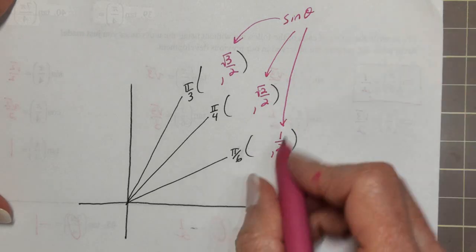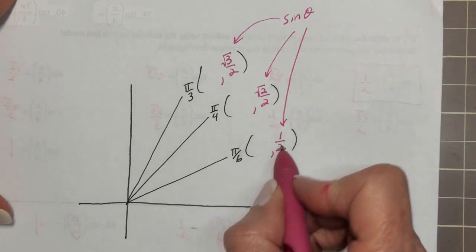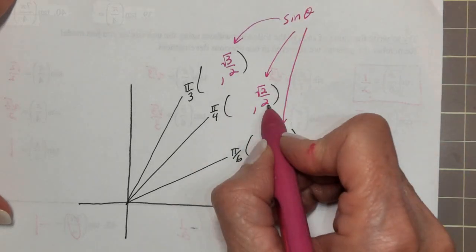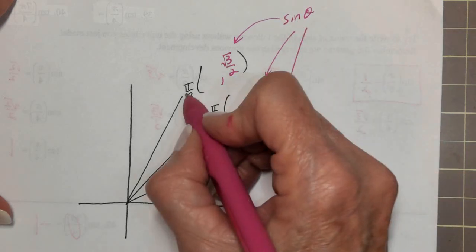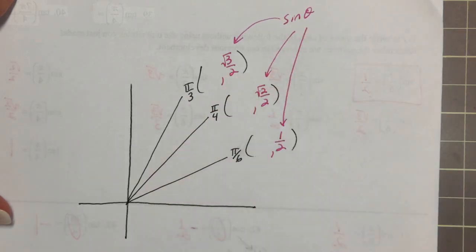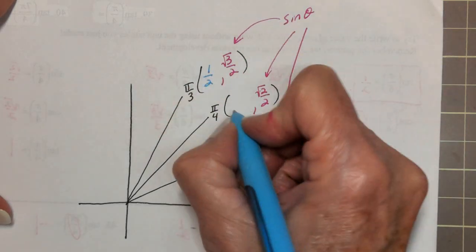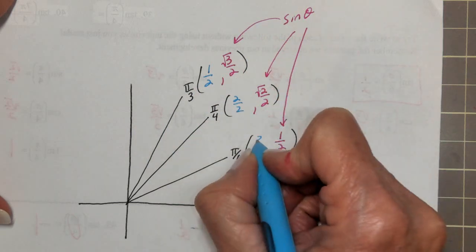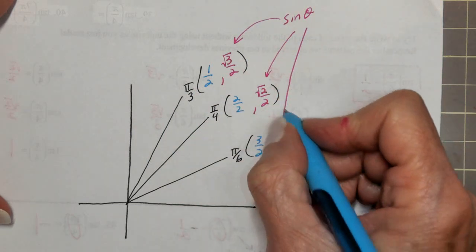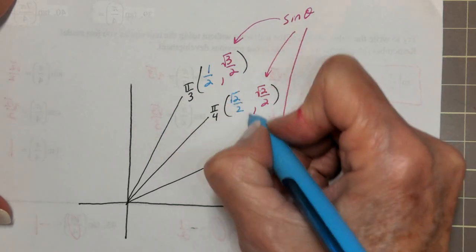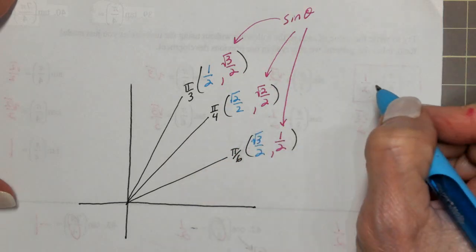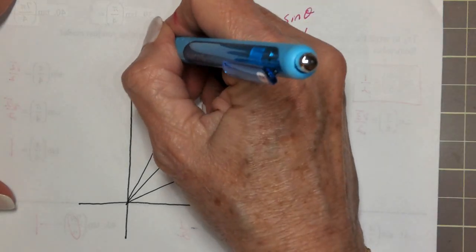Okay, so sine of pi over 6 is a half. Sine of pi over 4, square root of 2 over 2. Sine of pi over 3, square root of 3 over 2. If you want the cosines, you go backwards. You start at 1 over 2, 2 over 2, 3 over 2, and then do your square roots, and that gives you your cosines.